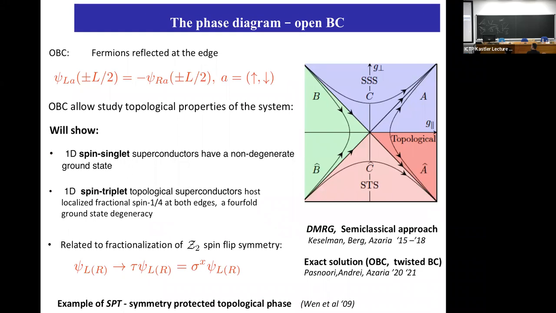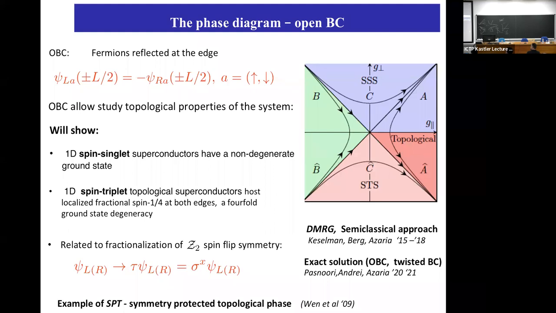So the boundary conditions are, as I said, a reflection at the edges. And what I will show is that the spin singlet phase has a non-degenerate ground state, while the phase A dagger will have fractional charges. And these fractional charges are related to the fractionalization of Z2 symmetry.